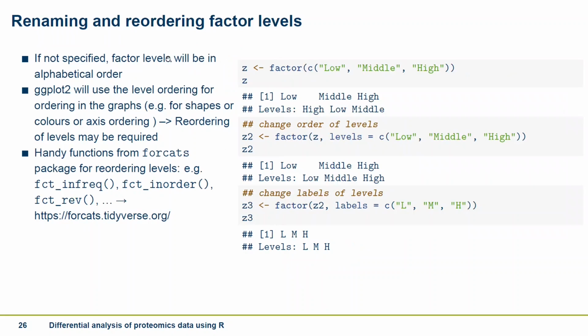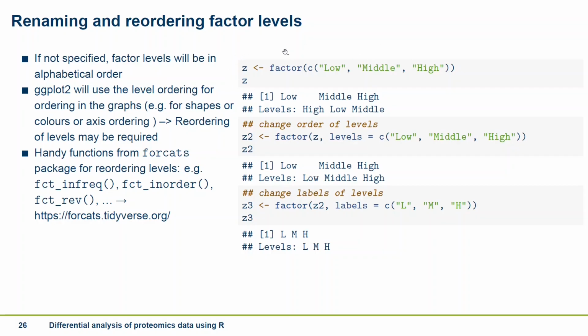The problem with factors is that if you don't specify, then the factor levels will be in the alphabetical order, which is sometimes not how you want to have it, especially because ggplot2 will use this level ordering for ordering things in graphs. For example, for shapes, for colors, for ordering box plots on the x-axis, and so on. So it may be required to reorder the levels.